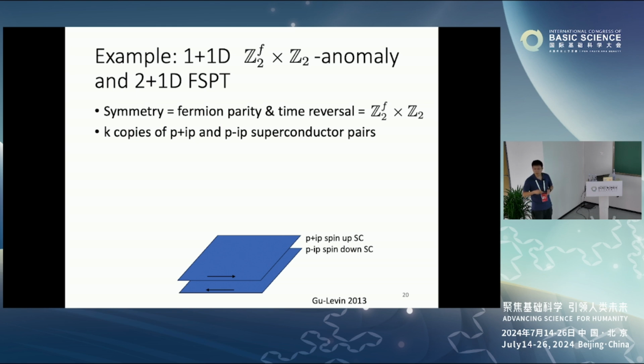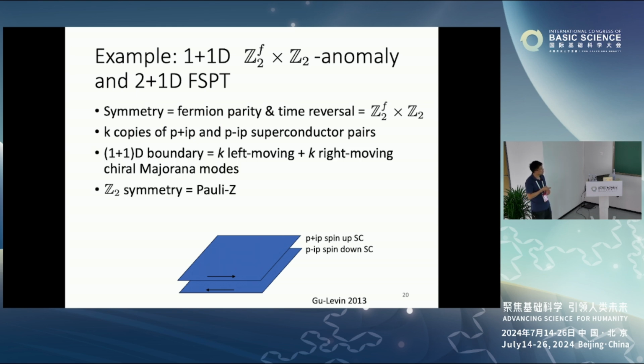And we ask what is the symmetry Z2 acting on this one. So the symmetry acting is just the Pauli Z action. So it acts on the first layer, spin up, trivially, but acts on the fermion of the second layer, spin down fermion, by a minus sign. So that's the Z2 action.